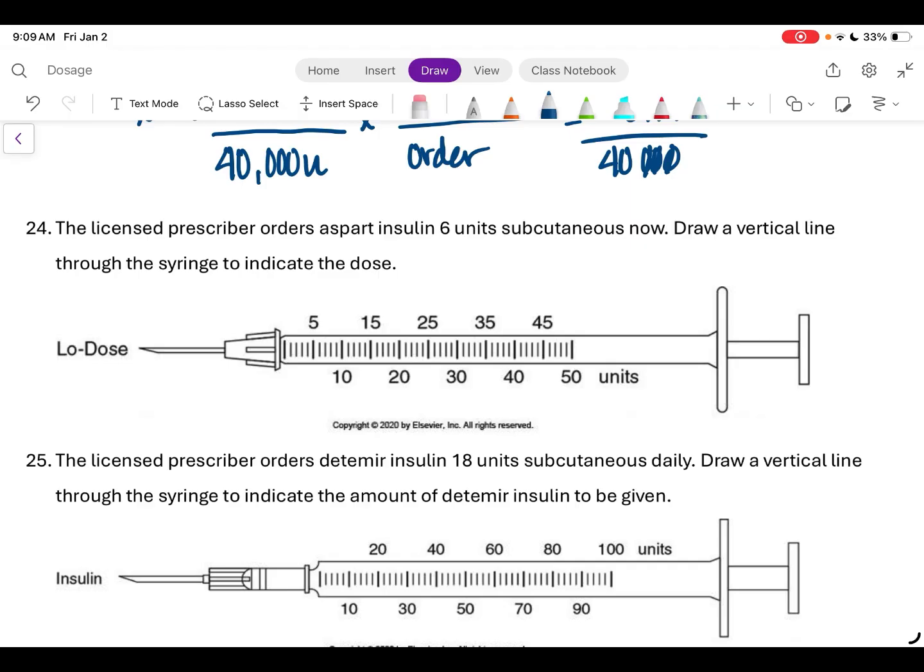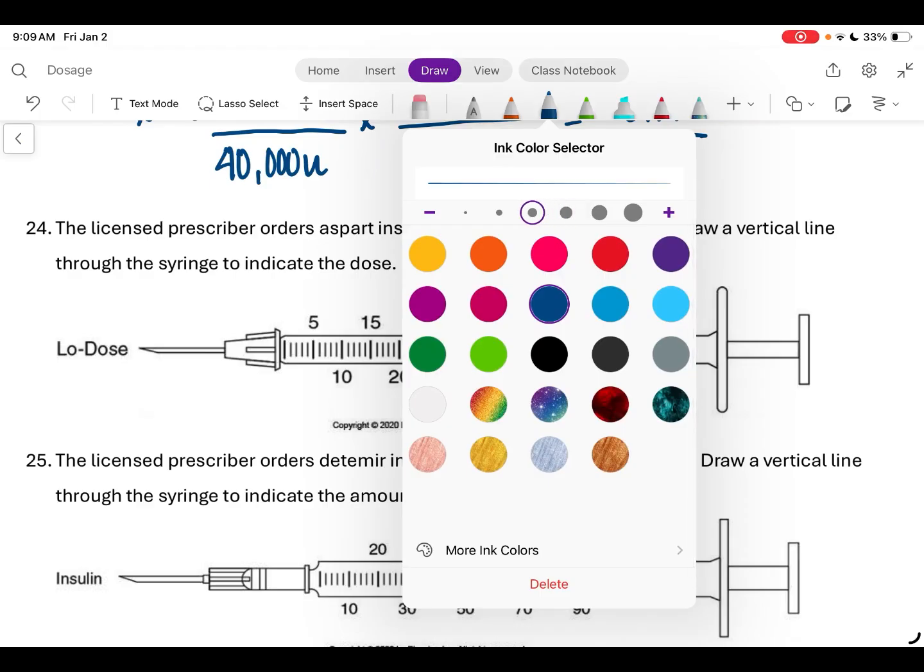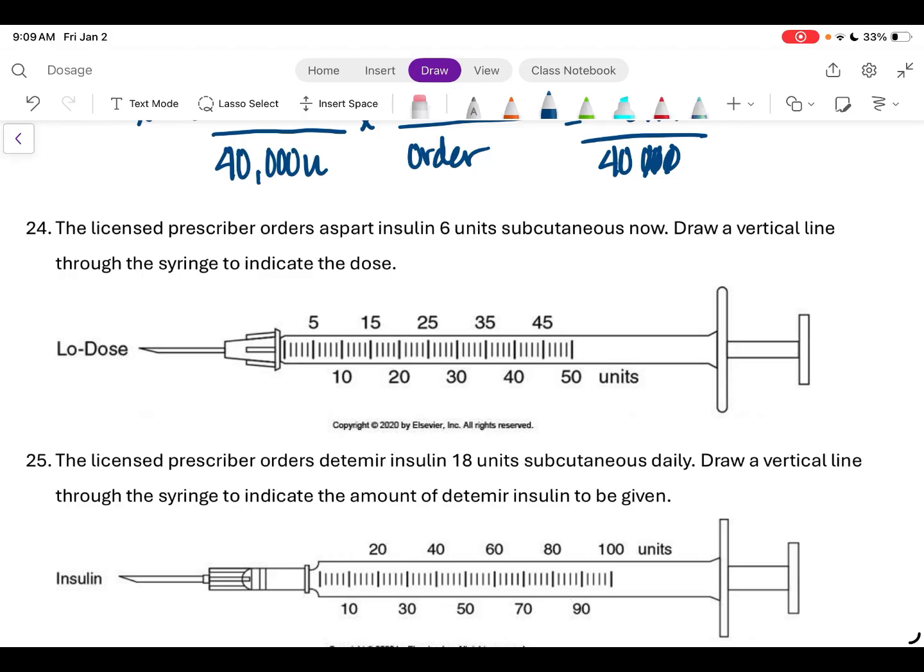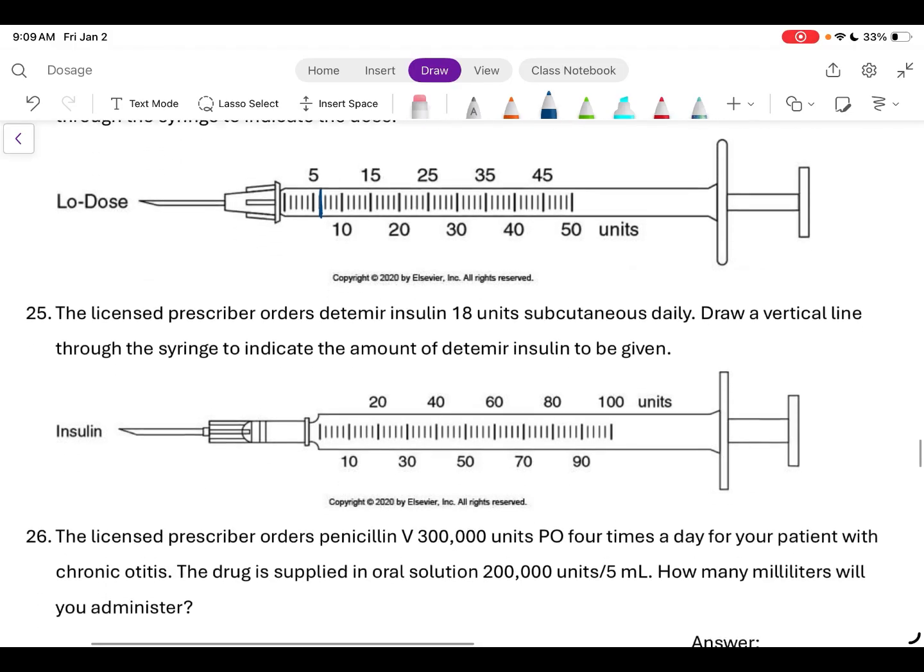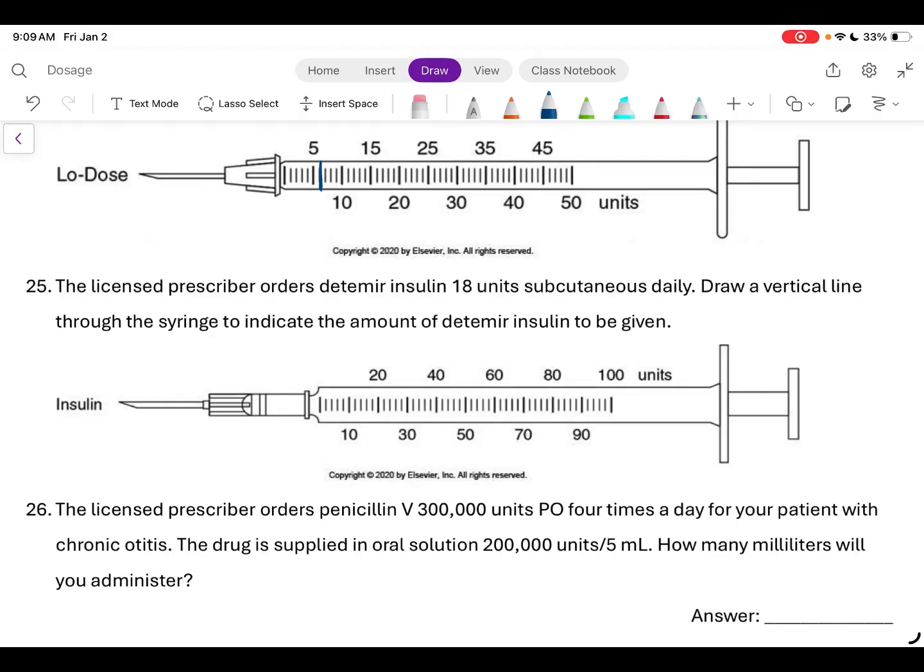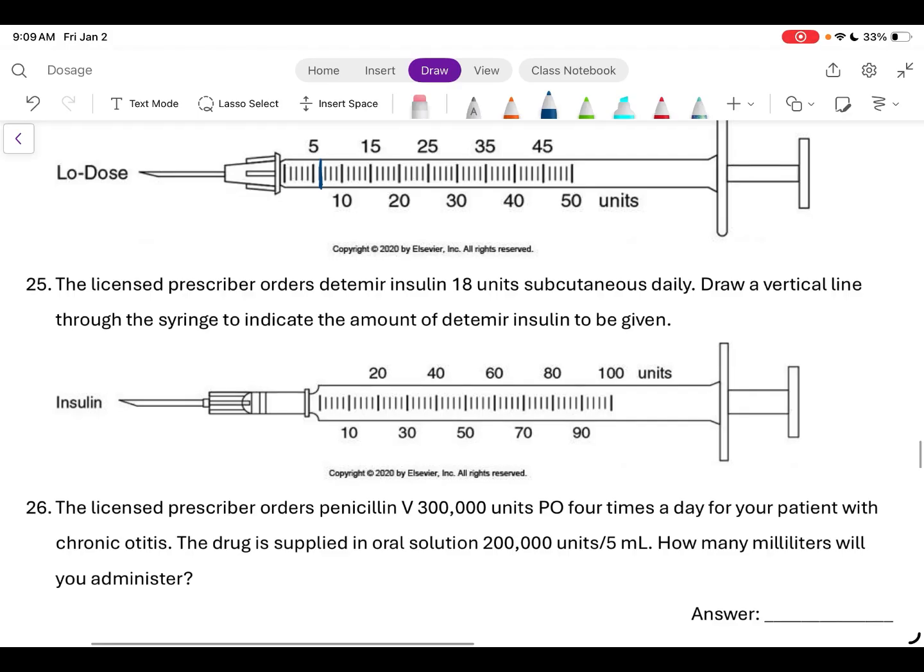Licensed prescriber orders insulin 6 units. Draw a vertical line through the syringe to indicate the dose. Right here, 6 units. Next, 18 units. Draw a vertical line to indicate the dose. Right here.